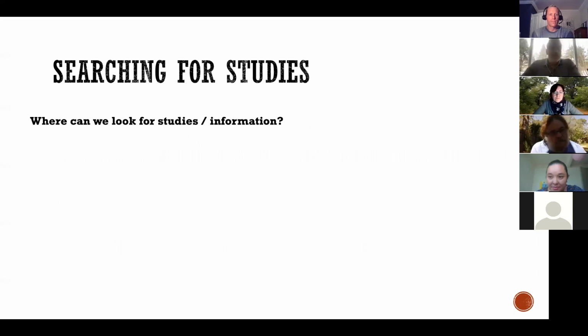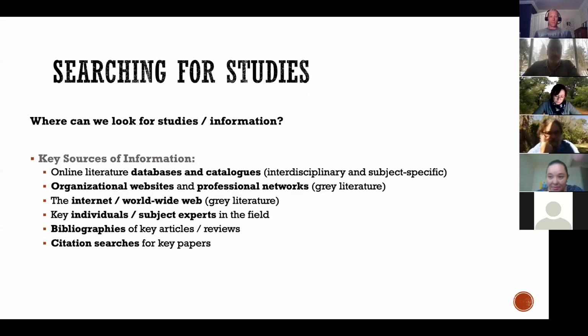All right, so once we have a question, we're designing our protocol. The parts of this protocol then are making decisions about the various steps. So searching for studies. So, where should we look for studies and information? Well, the most important thing is always to use a diversity of sources for your search. Don't just rely on ISI or Google Scholar or something like that, but try to use a diversity of information sources. So online literature databases is the obvious one that we all use.